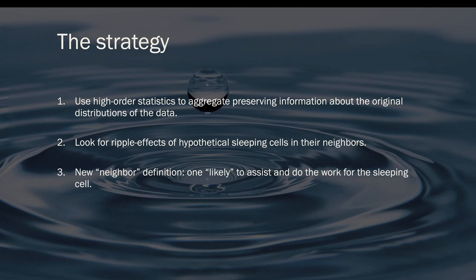Finally, as mentioned before, we made a new definition of what a neighbor is. We consider among a cell's neighbors only those with a high enough probability of attending the traffic that should be served by the cell that is sleeping.